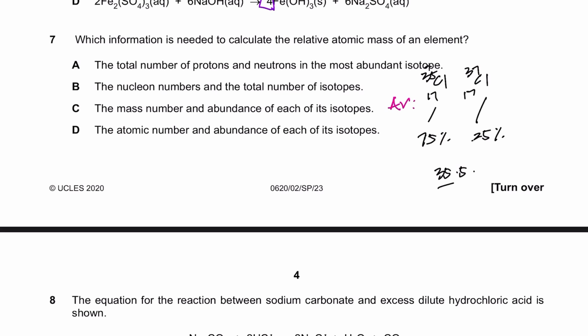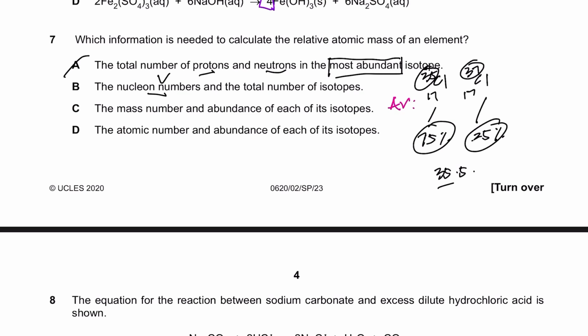So what were we doing? We needed the mass numbers and we needed the percentage abundance to actually find out the Ar, right? So what do we need? We need the total number of protons and neutrons in the most abundant. I don't know, we need it for all the isotopes, right? Because protons and neutrons are equal to the mass number. That would be true if it had stated not in the most abundant isotope, but in all the isotopes. The nucleon number and the total number of isotopes.